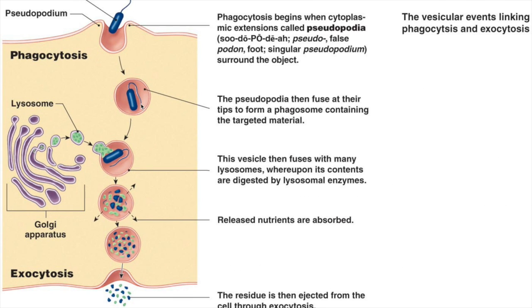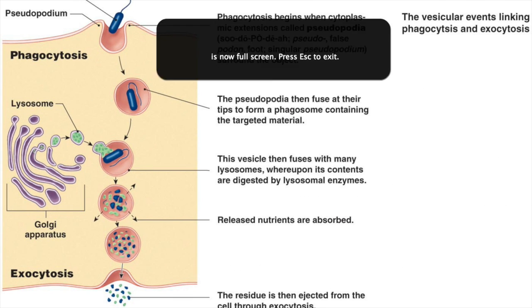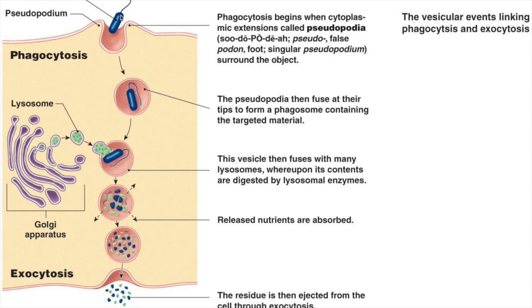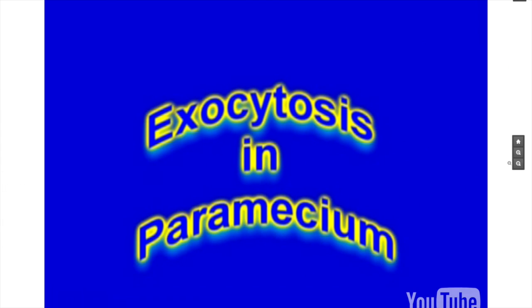Phagocytosis is sometimes called cell eating. It's bringing a large thing into the cell. So in this case, we're bringing a bacterium into the cell. And we're going to destroy it with a lysosome and then recycle the nutrients and get rid of the stuff we don't want. And then exocytosis, I have a cool movie of exocytosis happening in a real cell.